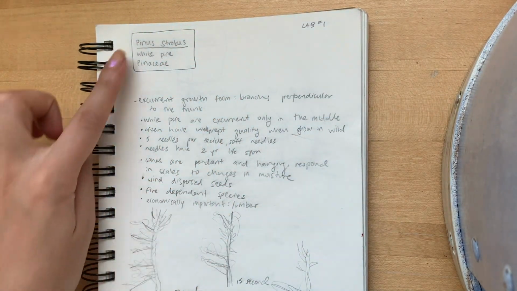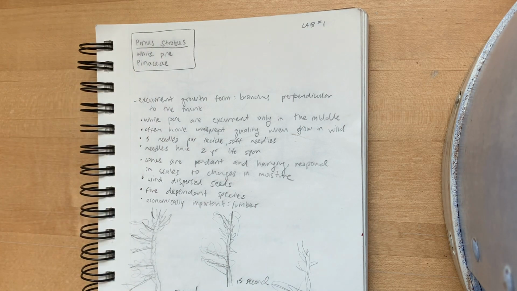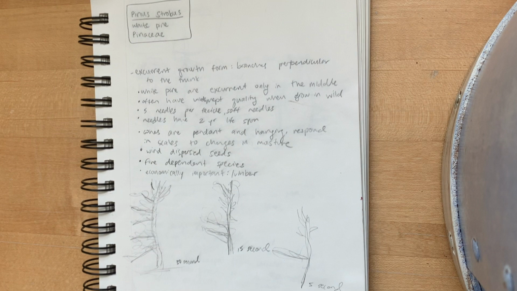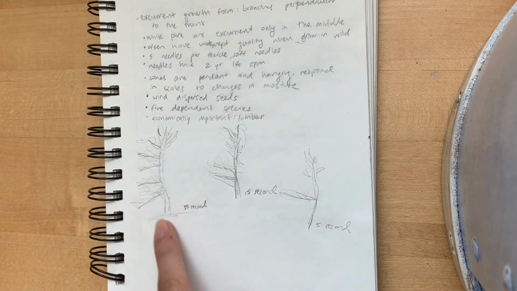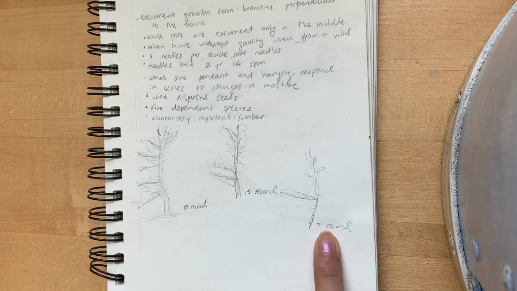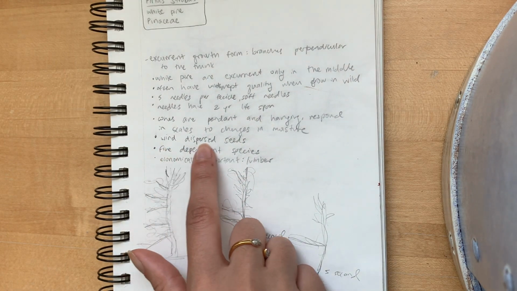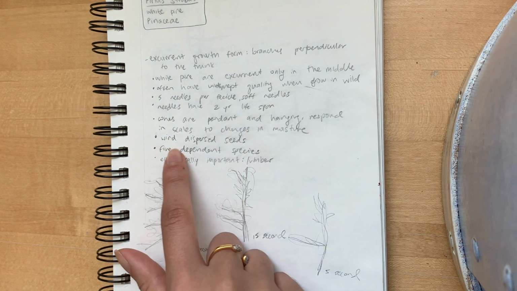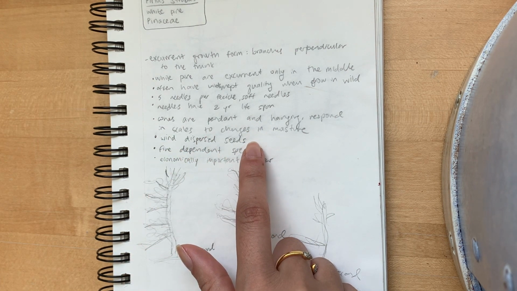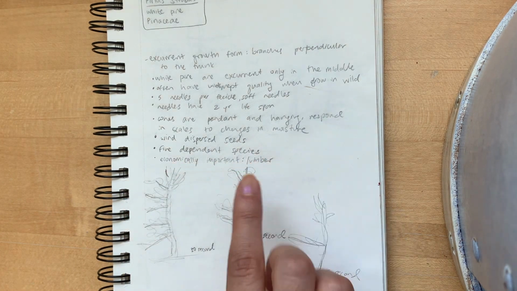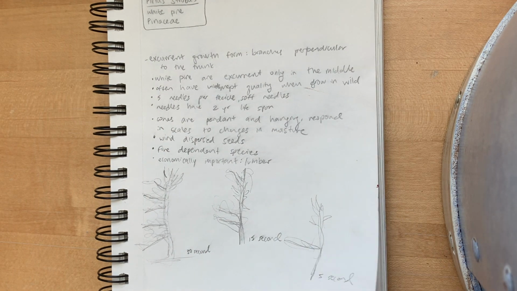Starting here, Pinus strobus. I will strobus your Pinus was the common refrain there. But this is the white pine. This was me early on playing with 30-second, 15-second, and 5-second renderings of the general movement. And this has wind-dispersed seeds, and it's a fire-dependent species, so it needs a burn. And it's pretty economically important in terms of the lumber industry.